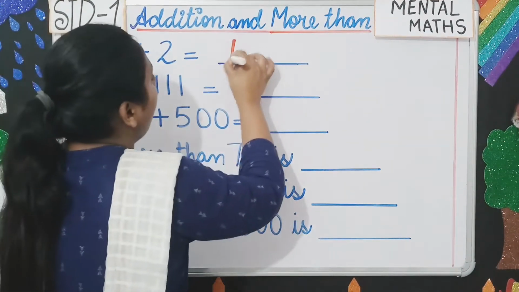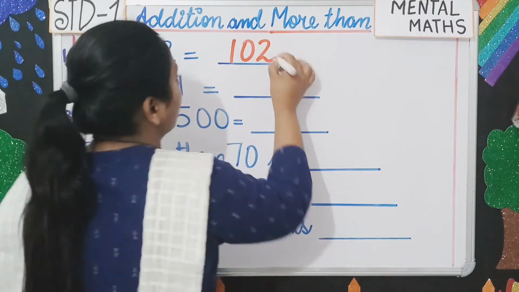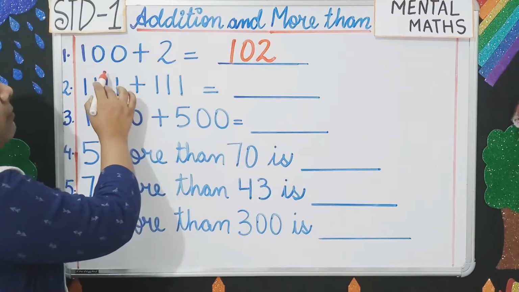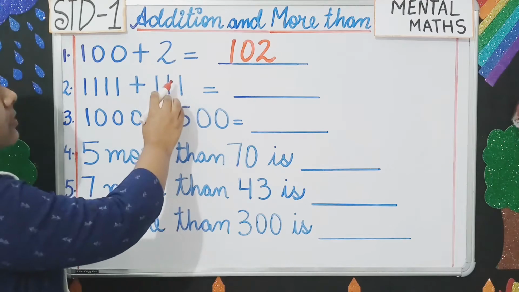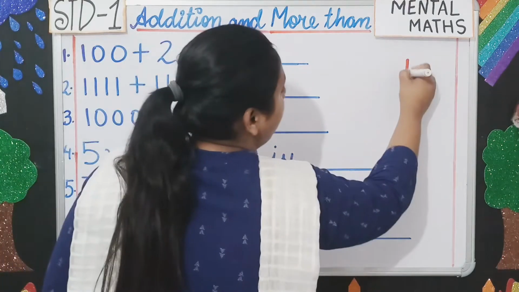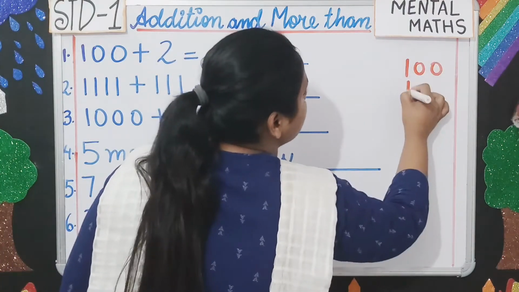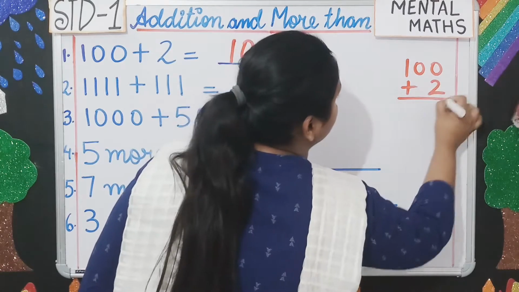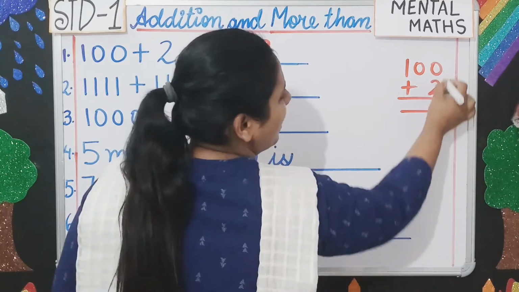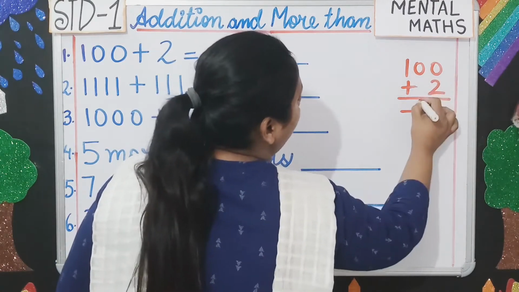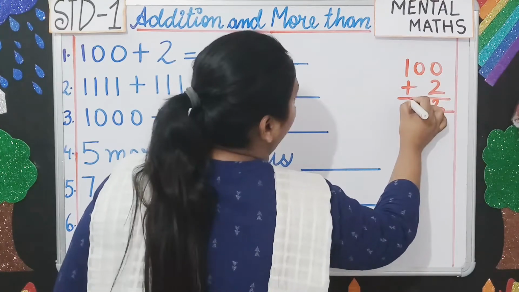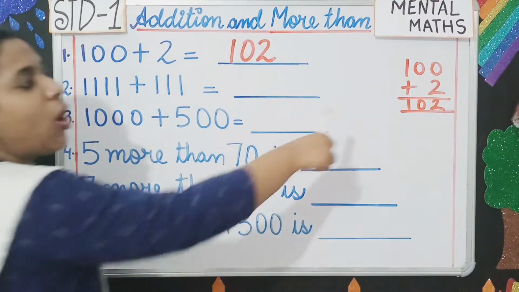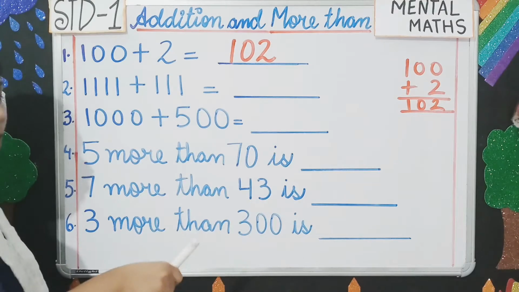So it will give you 102. If you will have problem in doing addition this way, students, you can write it as 100 plus 2 and then you can do in your rough 2 plus 0, 2, 0, it will be 0 and 1, it will be 1. This way also you can do it in your rough.